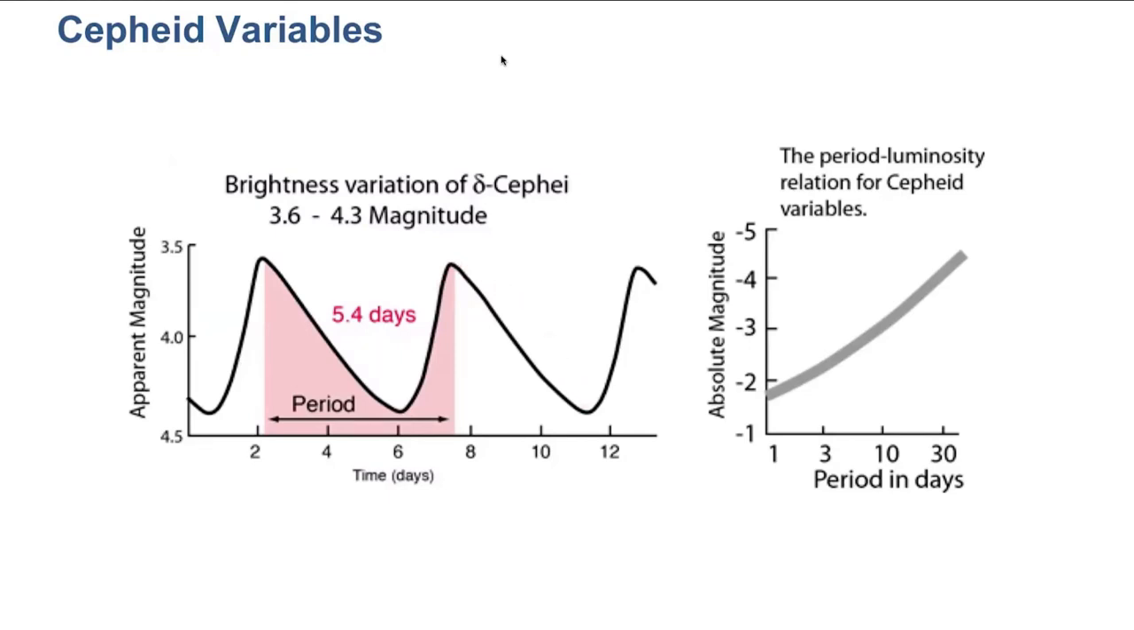This is what people typically think pulsars are. They're not. Those are spinning neutron stars. But Cepheid variables are actually this. They're physically pulsing stars.